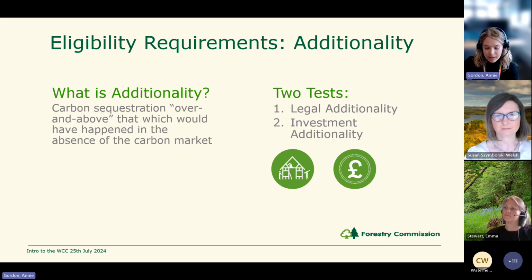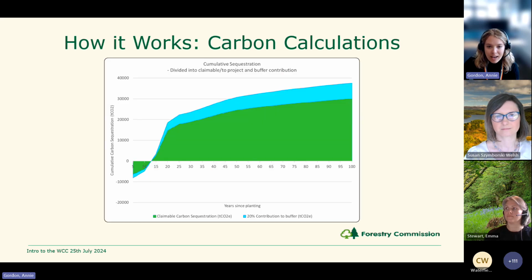So both of these tests need to be passed in order to be additional. And there are tools such as the cash flow sheet and templates that we have to support with that. Additionality is quite a complex topic, and we don't have much time today to delve into it in much detail, but we will be running webinars in the future around these key eligibility requirements. So there will be an opportunity to discuss this in more detail and answer any questions that you have. Okay, I'm going to pass over now to Emma, who's going to talk us through some of the calculations.